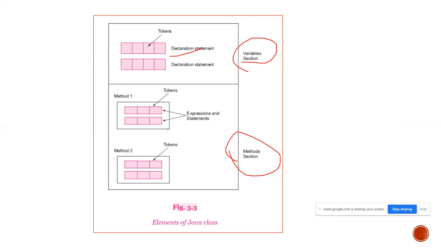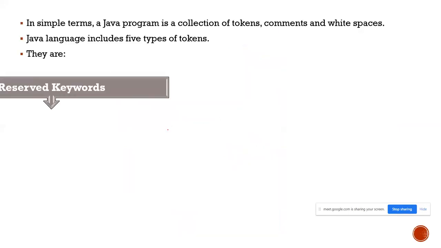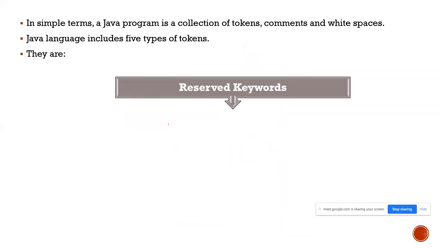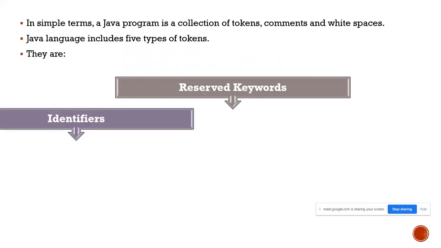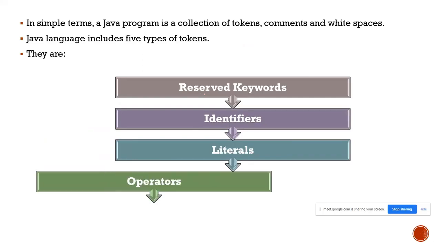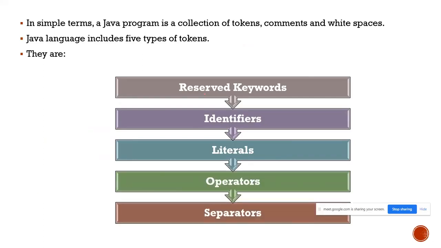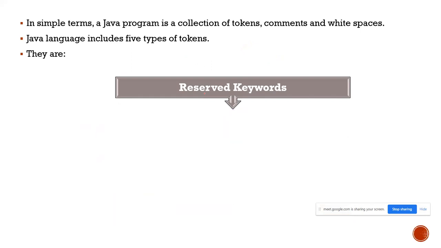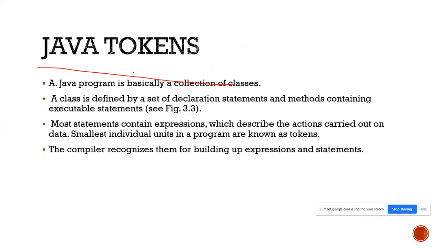So what are tokens? These are all the tokens. A Java program is a collection of tokens, comments, and white spaces. It contains 5 types of tokens. First token is reserved keyword. Second, identifier. Third, literals. Fourth, operators. Fifth, separators. So these 5 terms combined are called tokens. So it is a collection.